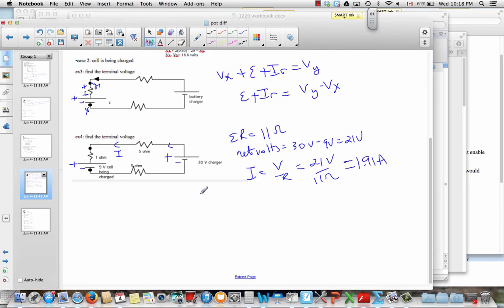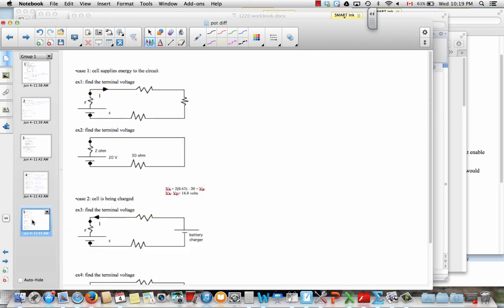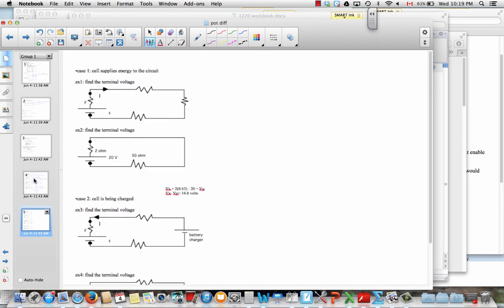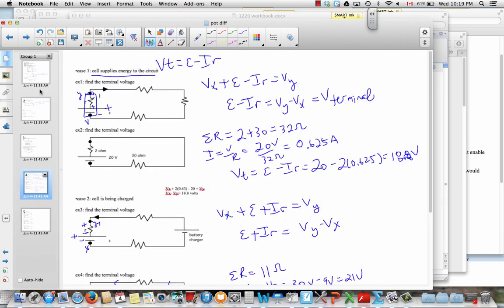And so now we can find the terminal voltage on the cell that's being charged. Now there's a gain of energy across the internal resistance. So it's 9 plus 1.91 times 1 ohm of internal resistance. That's 10.91 volts. Okay, and so that then concludes our brief presentation on finding potential difference and on finding terminal voltage.